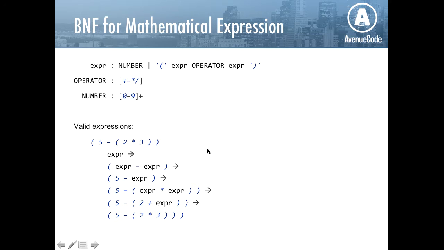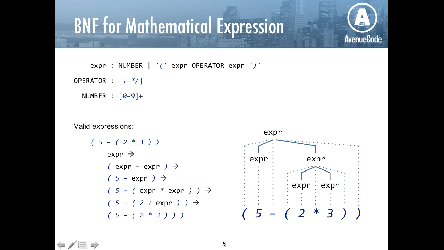We can represent this sequence of rules by a tree. So this is a parse tree, also known as a concrete syntax tree. It's a tree that represents the syntactic structure of the string according to a grammar. The root of the tree is always the start symbol, and the leaves are the terminal symbols.